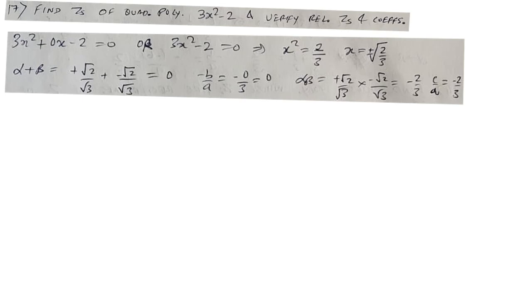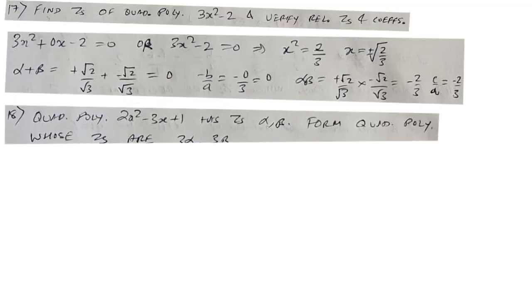What is the product, alpha into beta? It is root 2 by root 3 into minus root 2 by root 3. So root 2 into minus root 2, you'll get minus 2. And in the denominator, root 3 into root 3, you will get 3. What is c by a in our case? It is minus 2 by 3. So alpha beta is equal to c by a.